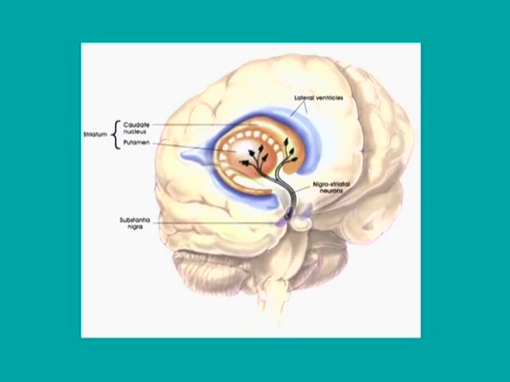So dopamine goes from the lower part of the brain, all the way from substantia nigra to caudate nucleus, and from there it goes to the upper part of the brain. So that's how the networking is starting. The main problem is in substantia nigra.